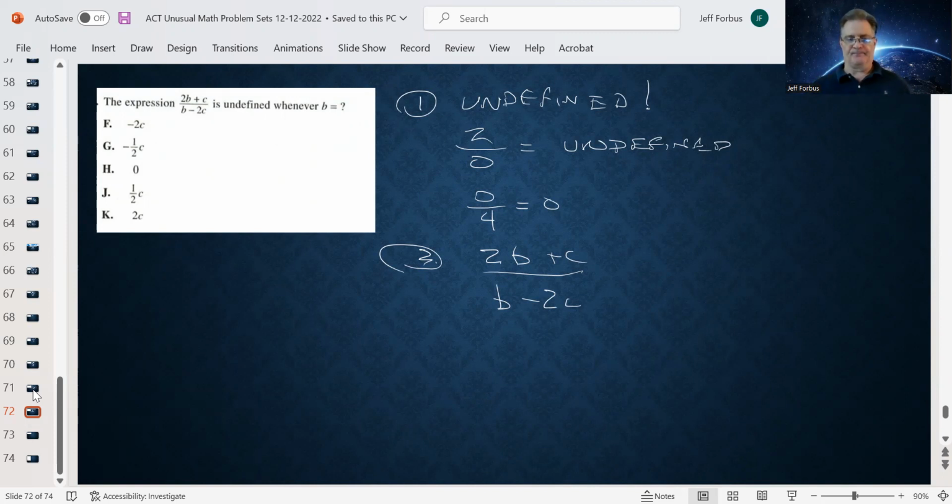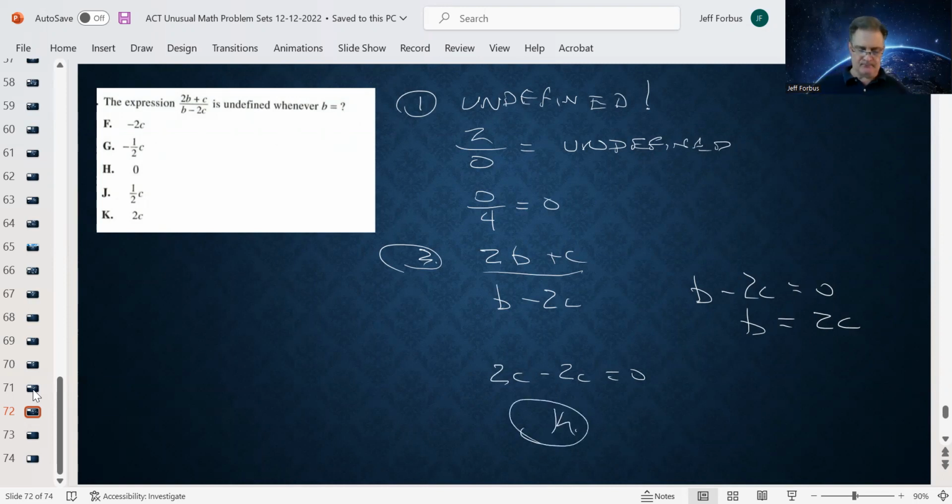Well, you can do this two ways. You can just reason through this easily, or you can say b minus 2c is equal to 0. So what's b equal to? 2c. So when you substitute 2c in here for the denominator, 2c minus 2c, well, that makes it 0. So therefore, answer choice K is our proper answer. Now, I want to take just another minute and talk about this ideology of being undefined.